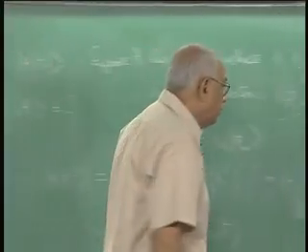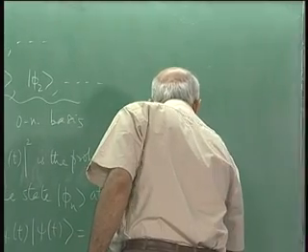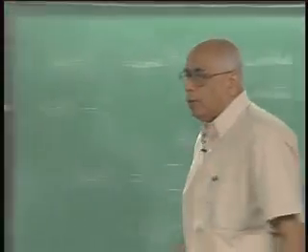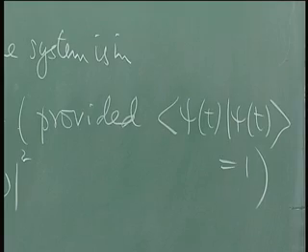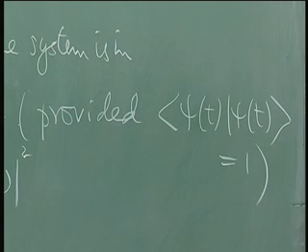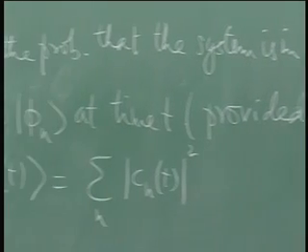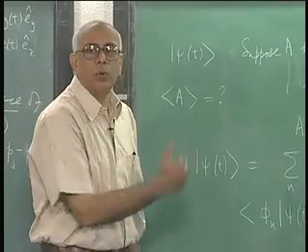So provided this is equal to 1, provided you have normalized. If not, divide by the norm and then you normalize. This is how you normalize any vector. You take the vector, divide by its magnitude and you get a unit vector. So we will assume that we have normalized this state. We will see what happens if you do not normalize it as soon as we write the formula down.